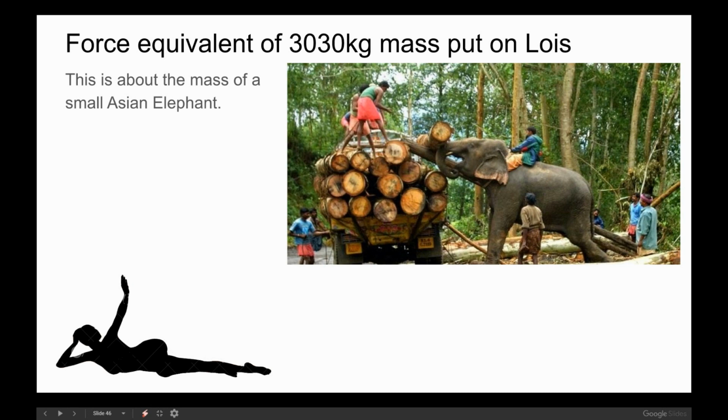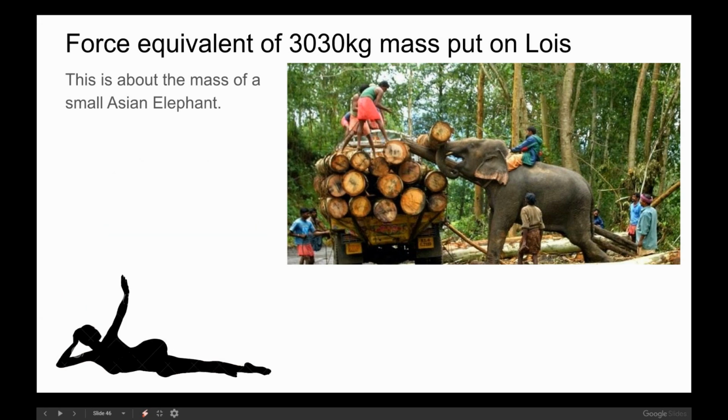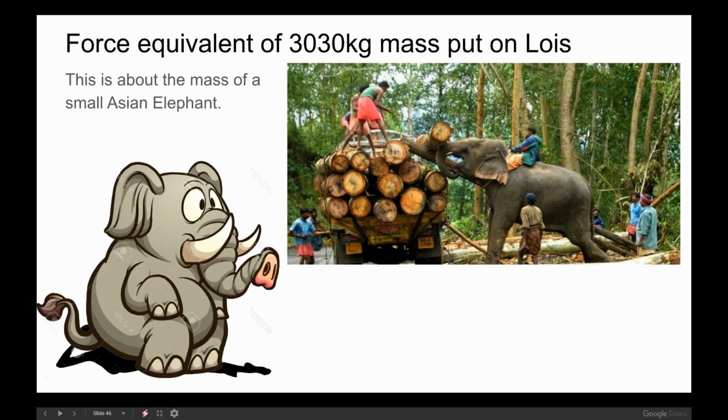So Superman's impact to her back would feel the same as a small Asian elephant landing on Lois. Oh, Stampy! You're such a kooky elephant. You look surprised. I'm kind of worried about Lois's arm there. So it's game over for Lois, but at least we know that Stampy doesn't have colon cancer.